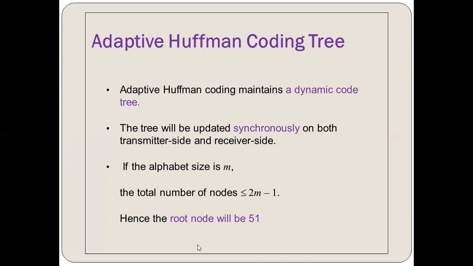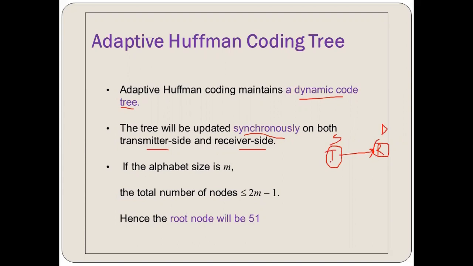Okay, so basically adaptive Huffman coding is said to be a dynamic code tree. When we generate the tree for adaptive Huffman, we say that it maintains a dynamic code tree. Now, the tree will be updated synchronously on both the transmitter side and the receiver side. That means, let's say this is the transmitter side and this is the receiver side. On a network, we have one, the source, and the other one as destination. So the transmitter is termed the source and the receiver is termed the destination, right?